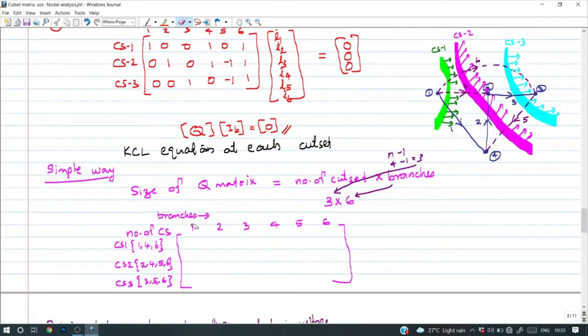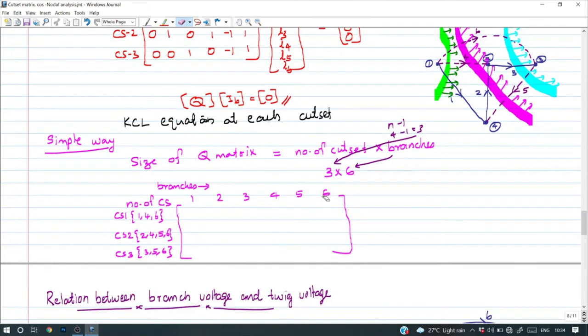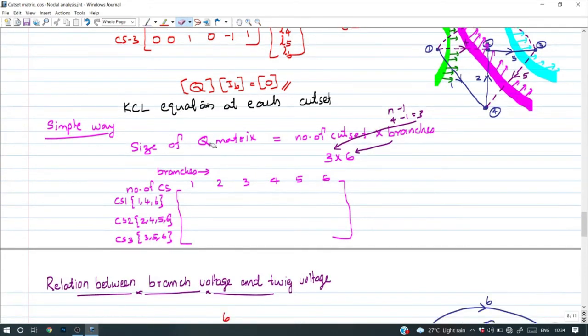So there is a simple way to find the Q matrix, that is, the cut set matrix. The size of the Q matrix is the number of fundamental cut sets by the number of branches. How many fundamental cut sets are available? N minus 1 fundamental cut sets will be available, where n is the number of nodes. Here 4 nodes are available, so 4 minus 1, 3 fundamental cut sets are available in this example. And how many branches are there? 6 branches. So the size of the Q matrix in this example is 3 by 6. Let's see the simple method to find the Q matrix.